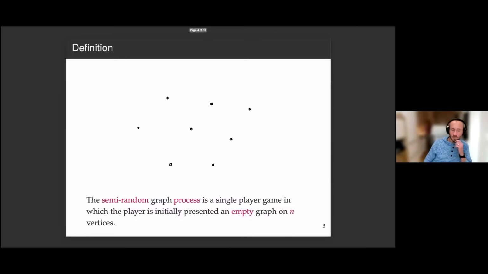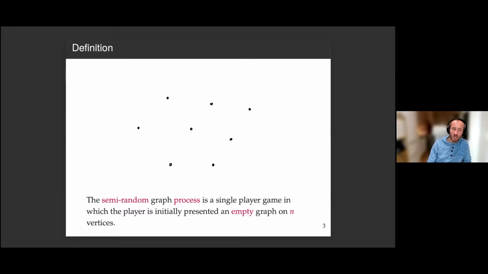So the process works as follows. You start with a board on n vertices. You can think about this as a kind of single player game. You can just play with yourself, or with the process, with randomness, and try to win this game. Initially the graph is empty.